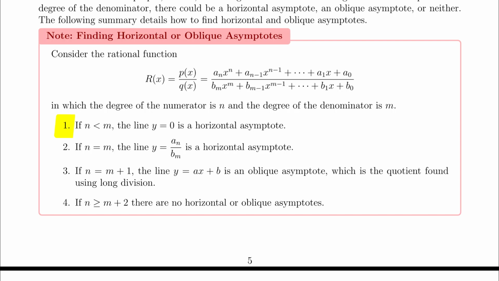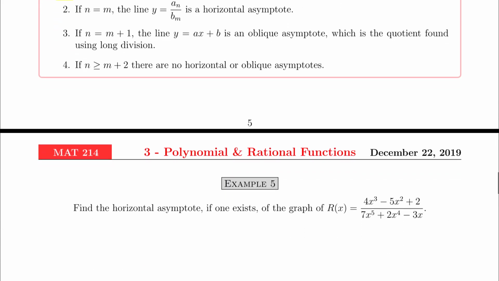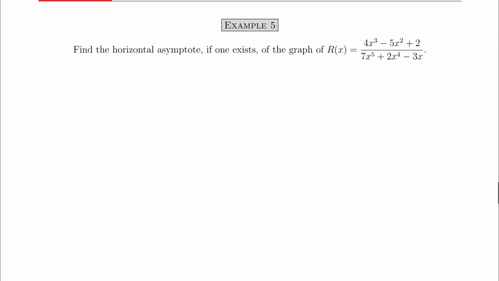If the degree of the numerator is equal to the degree of the denominator, then you just take a ratio of the coefficients in front of those two highest degree terms, and that's your horizontal asymptote. If the degree of the numerator is 1 more than the degree of the denominator, you have to use long division, and then you can come up with the equation for the oblique asymptote. And if the degree of the numerator is greater than the degree of the denominator plus 2 or more, then there are no horizontal or oblique asymptotes. And I promise these will make sense when we go through these examples. I have at least one of each as we go through here.